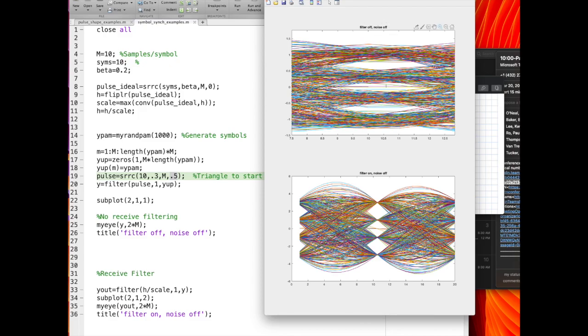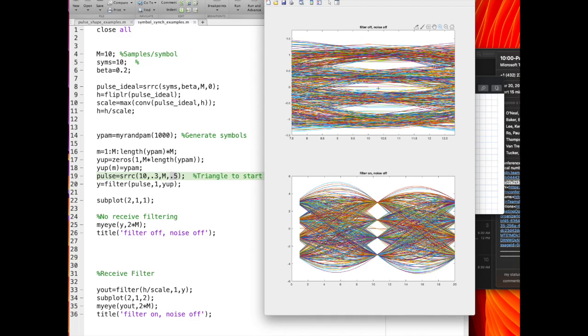And so I'm looking at this and I realize this is noise free. This is all deterministic stuff. This is intersymbol interference that comes from using a square root raised cosine pulse without filtering.